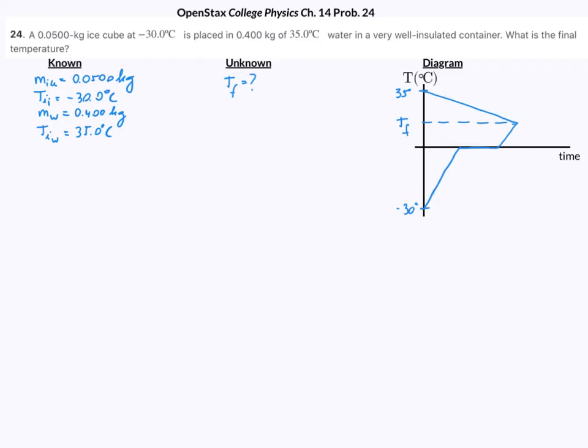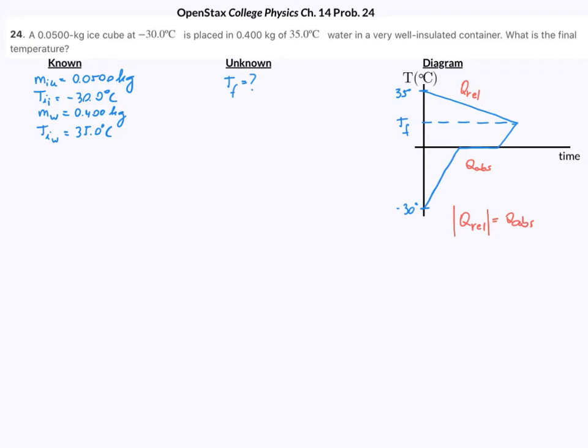Then we'll say that this is Q released and this is Q absorbed. The water is the thing that releases the heat, the ice is the thing that absorbs the heat. We can't quite say that Q released equals Q absorbed because by convention, heat that's released is a negative quantity, heat that's absorbed is a positive quantity. So I can't say that a negative quantity equals a positive quantity, which is why we will take Q released in absolute value so that we have a positive quantity equal a positive quantity.